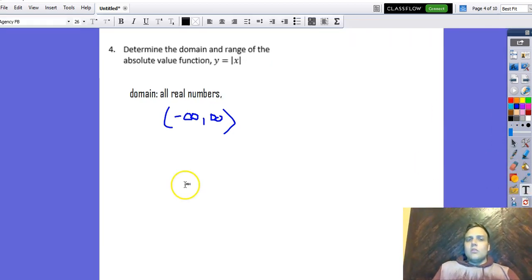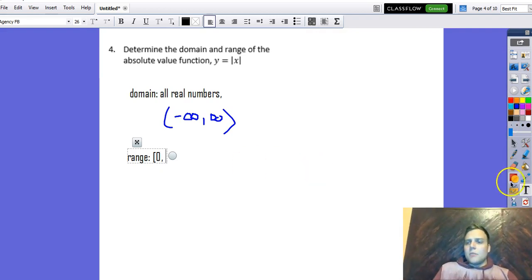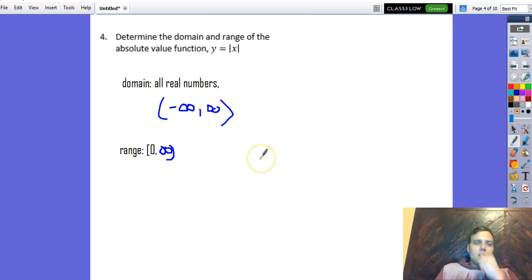So, for the range, I would write it like this. It goes from 0, bracket 0, to infinity. And I'm going to draw a funky looking symbol, but it's still inside infinity. And then you close that with a parentheses. Okay, and that's the domain and range.